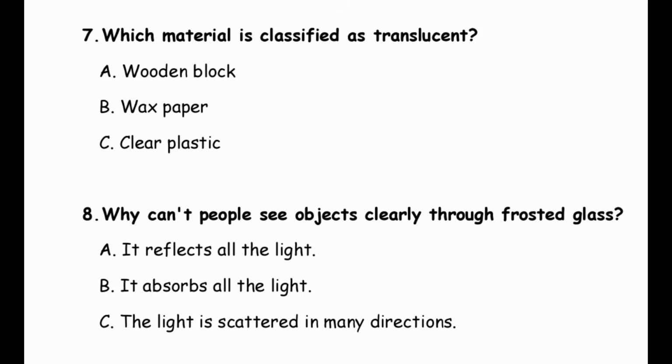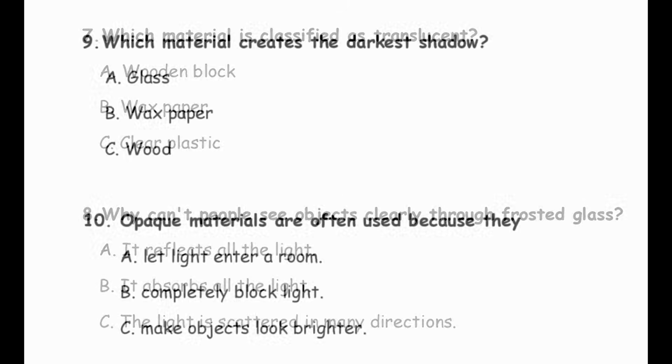Now let's shine the flashlight through the sheet of wax paper. Notice the shadow on the screen. It's easier to see, but it's still not very dark. Exactly. Translucent materials produce faint shadows because they block only part of the light.